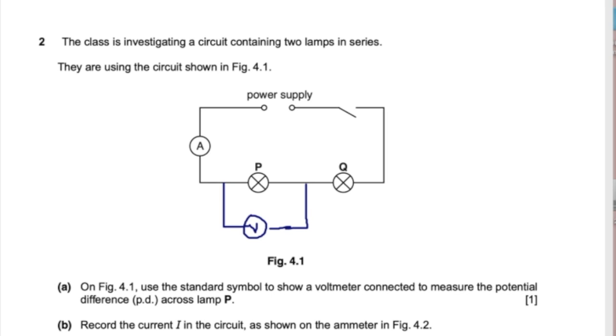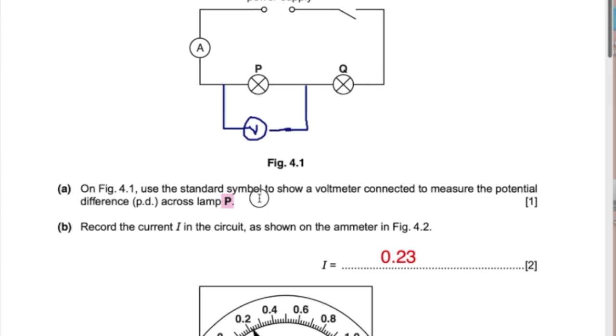So today I'll be giving my explanations for question number 2 on the topic paper. Starting off with letter A, use a standard symbol to show a voltmeter connected to measure the potential difference across lamp P. The standard symbol to represent a voltmeter is a letter V in a circle, and this is lamp P, so we draw the voltmeter across, surrounding lamp P.